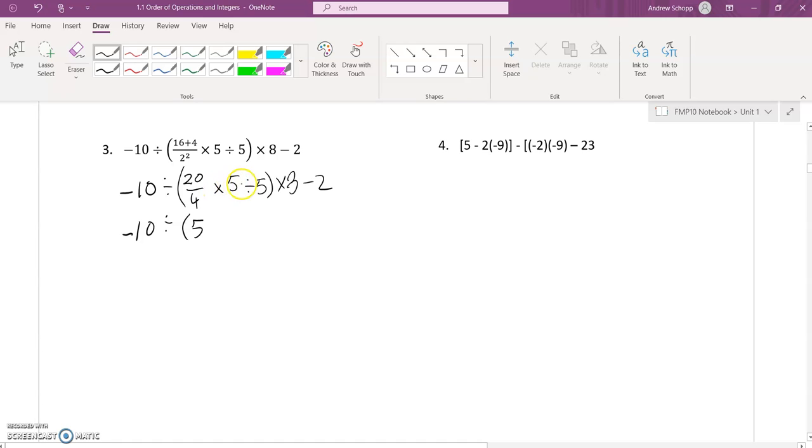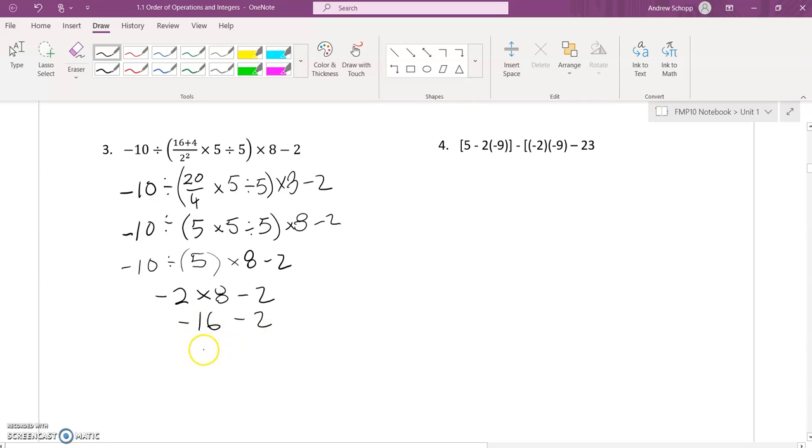Then we are going to go times 5 and divide it by 5. We'll simplify that in the next step. Last step inside the brackets, 5 times 5 is 25. And 25 divided by 5 is 5. It's actually 2 steps there in one that I'm doing. And still we've got division and multiplication and subtraction, so division and multiplication come first, left to right. So negative 10 divided by 5 is negative 2. And negative 2 times 8 is negative 16. And negative 16 minus 2 is negative 18.